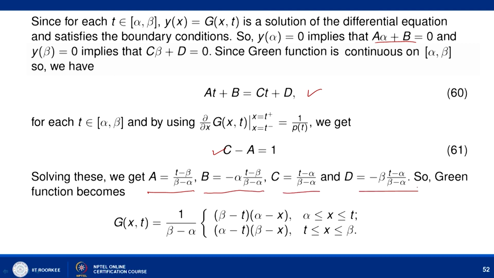So once you have a, b, c, d, then we can write down G(x,t) as 1 upon beta minus alpha times (beta minus t)(alpha minus x) when x is lying between alpha and t, and (alpha minus t)(beta minus x) when x is lying between t and beta. And if you remember, the problem is self-adjoint, so you can say that G(x,t) is also symmetric. Here we have utilized all 4 conditions: G(x,t) satisfies the boundary condition, G(x,t) is continuous, and G(x,t) has a jump discontinuity at x equal to t. So using this we have G(x,t).